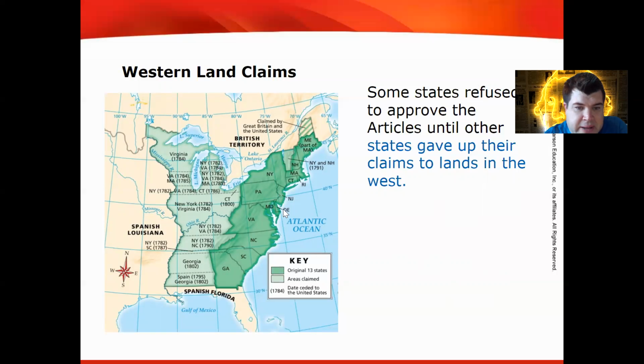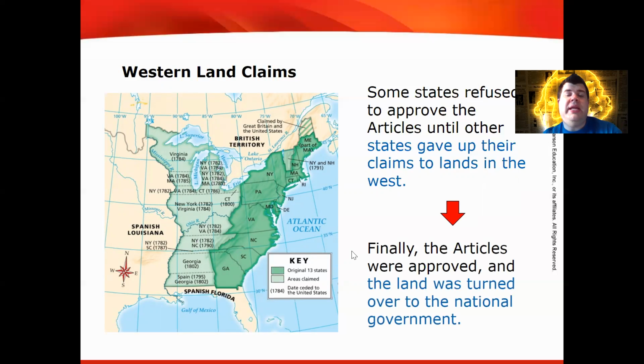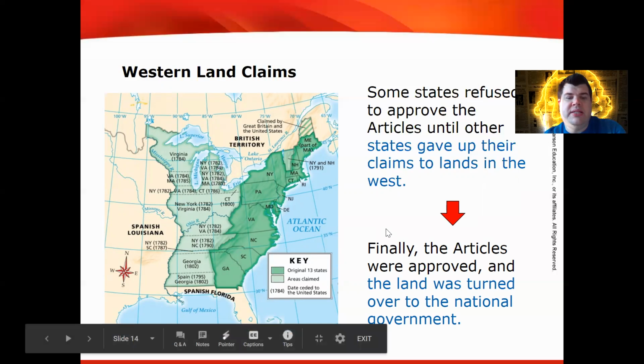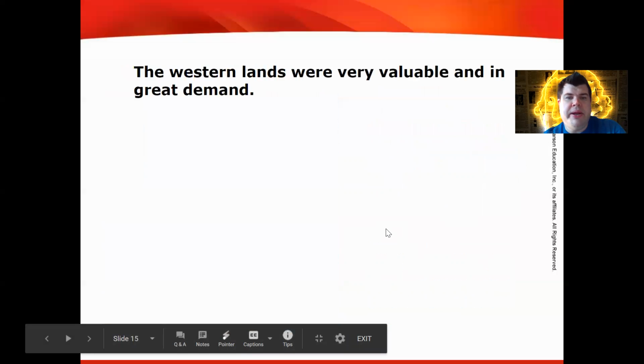So you see some of the claims these other states had. Virginia's claiming stuff that's in Wisconsin now. New York's claiming down in Kentucky and Tennessee. So finally, the articles are approved, and then all this land that's in the light green here is turned over to the national government.